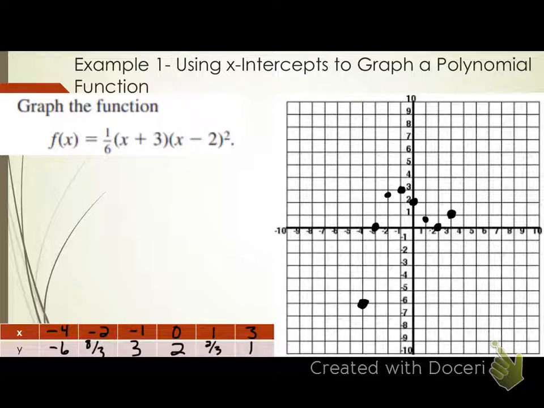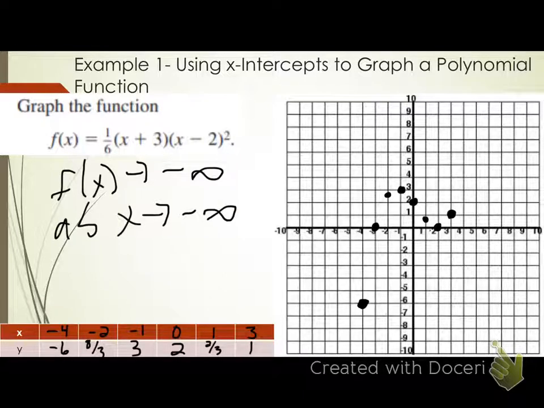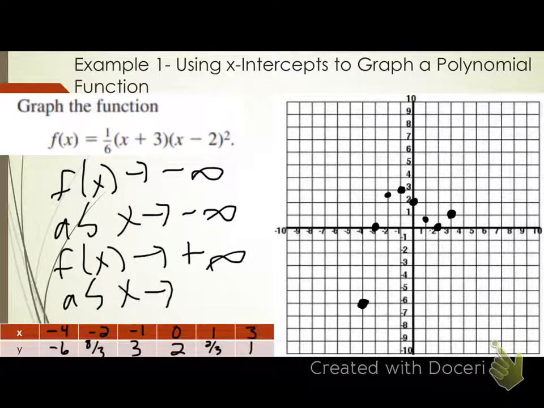If you remember from your end behavior chart that I told you to put in your notes, back in section 4.3 or 4, I can't remember, it was one of those sections, we know that f of x goes to negative infinity as x goes to negative infinity, and f of x goes to positive infinity as x goes to positive infinity. So it's going up and to the right, down and to the left. So now I know my end behavior.